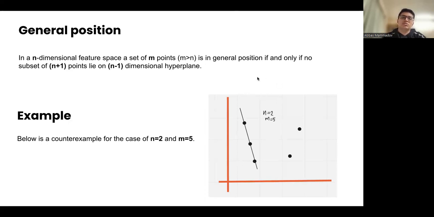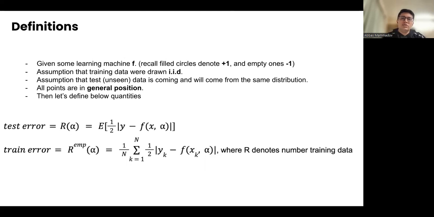In general position, in the two-dimensional case, we shouldn't have any 3 points making a line. And in the case of n equals 3, the three-dimensional space, we shouldn't have any 4 points making a plane, and it goes on like so. And I want to give several definitions.